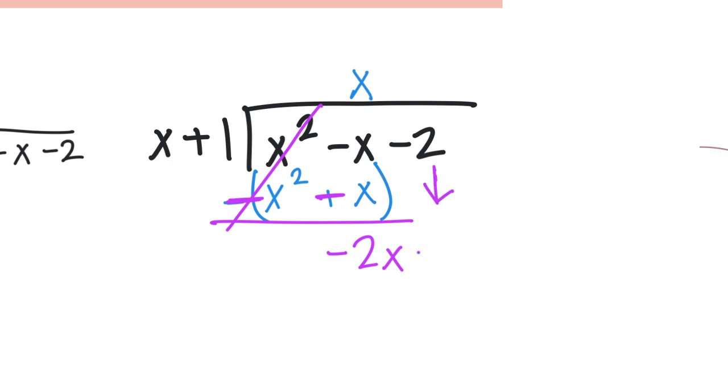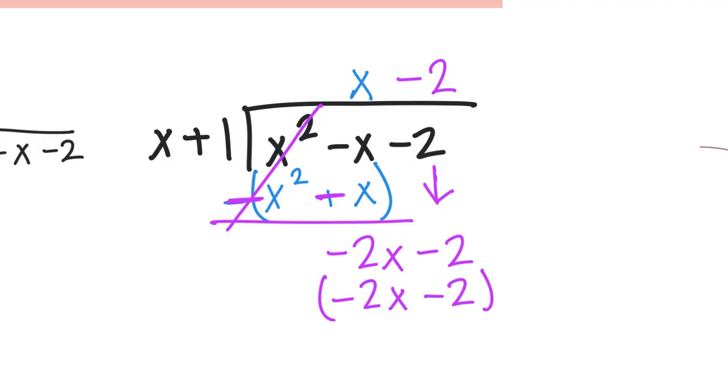Okay, bringing down what I have next. And again, that's my next term. Looking at it, what times x gives me negative 2x? Think about it. Yes, it is negative 2. So now I'm going to have negative 2, and then negative 2 times x is negative 2x. Negative 2 times 1 is also negative 2.